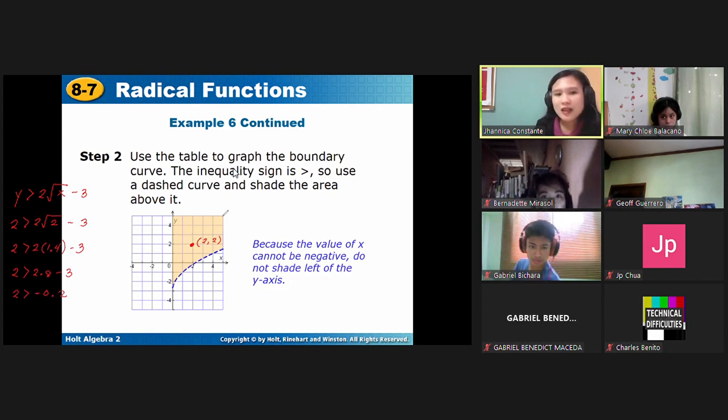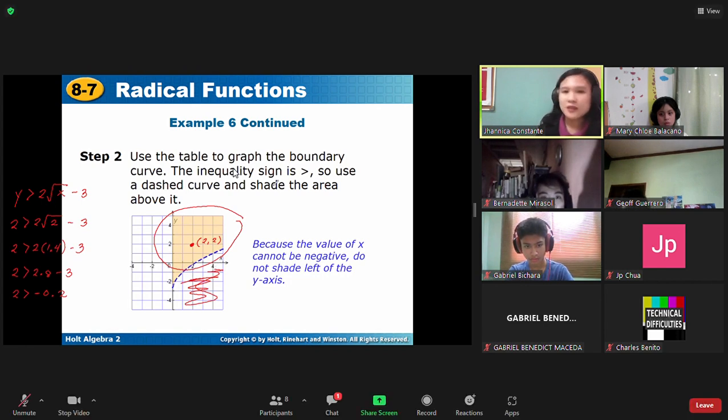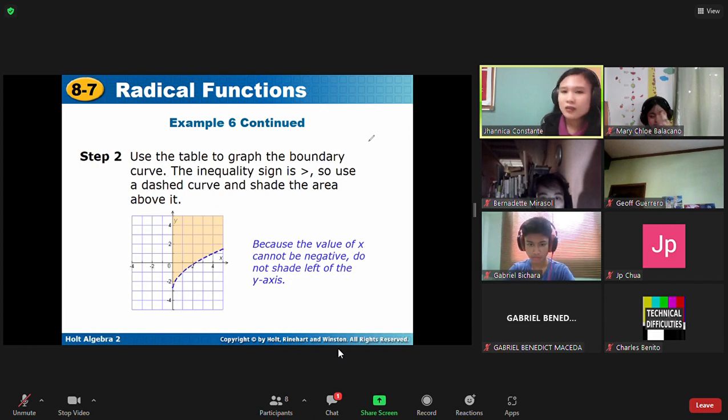That means this graph of our inequality radical function is correct, wherein we shade the upper part of our graph since it's greater than. If the sign is less than, the shaded part will be below, or at the bottom of your graph. Okay? That's how we graph the radical inequality function.